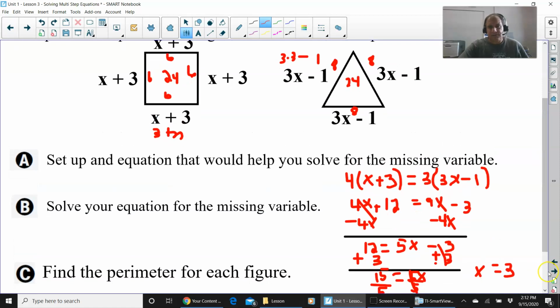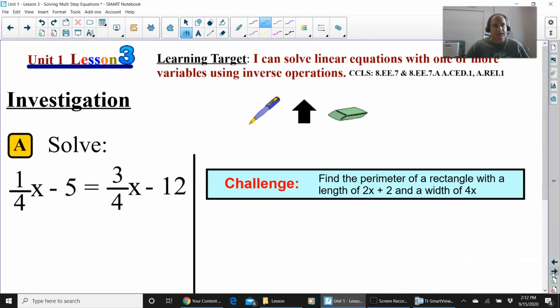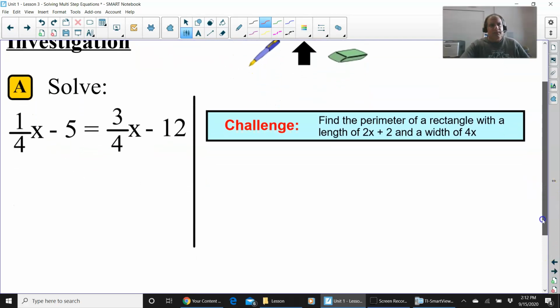Skip that fast finisher if it's on your page at all. All right, go ahead, do these 2 problems. You have a solve on the left side and a challenge on the right. And that's about it. And actually, you could skip that challenge. Just do the A side. Press pause now.